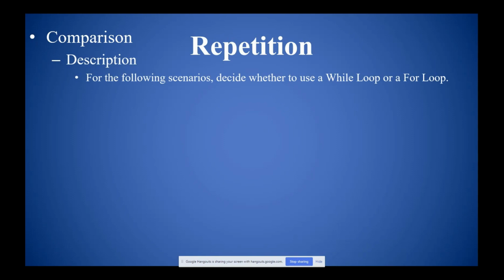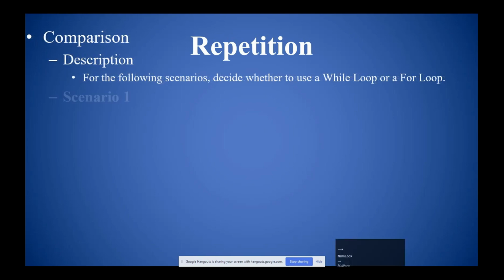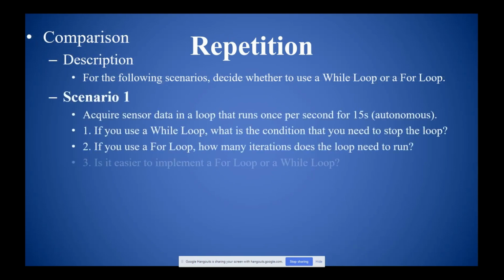So just a real quick, make sure everybody's on the same page. I'm going to describe some scenarios. I want you guys to think through whether you should use a while loop or a for loop. Scenario 1, I'm trying to acquire sensor data in a loop that runs once per second for 15 seconds, or the autonomous or now Sandstorm period. If you use a while loop, what is the condition that you would use to stop the loop?